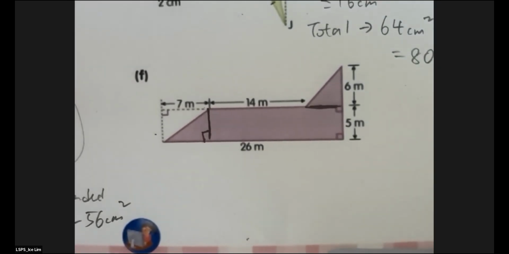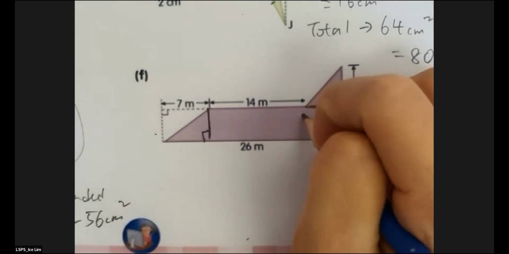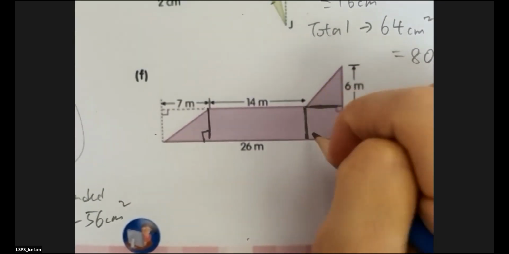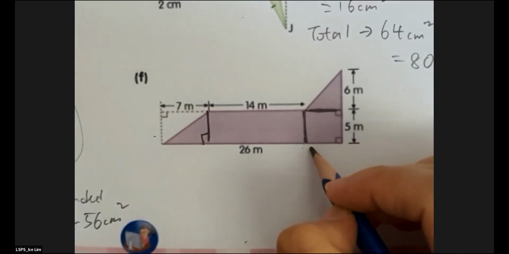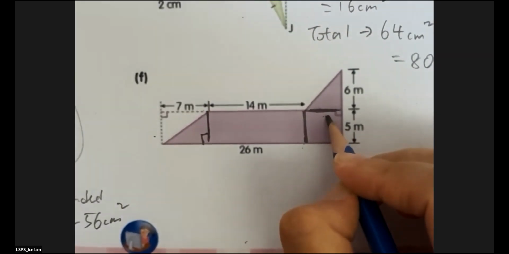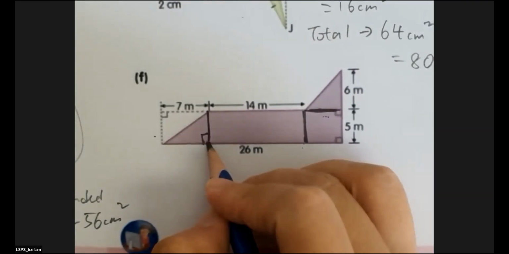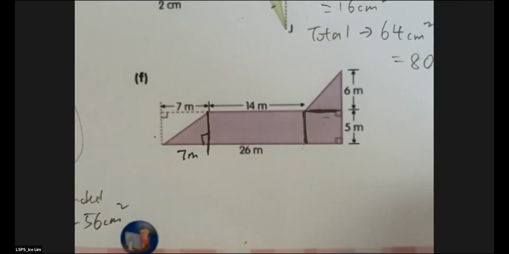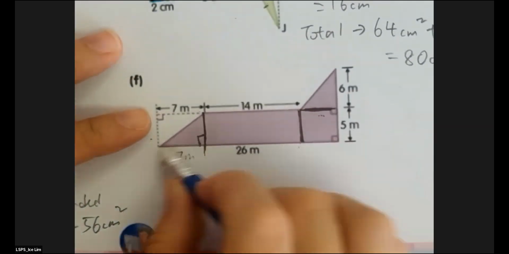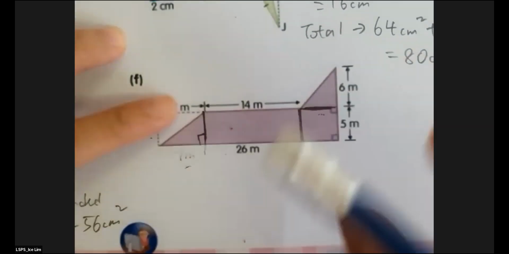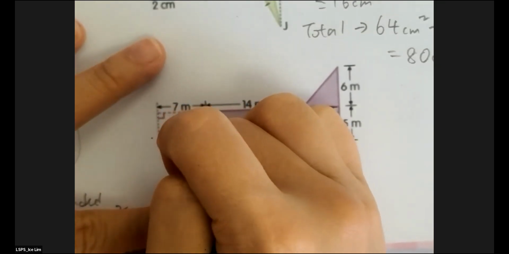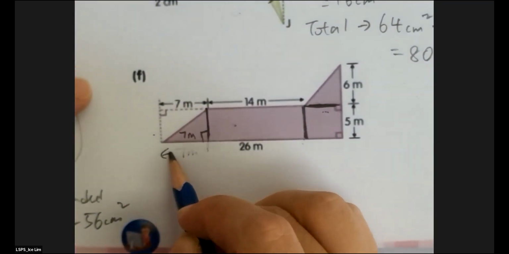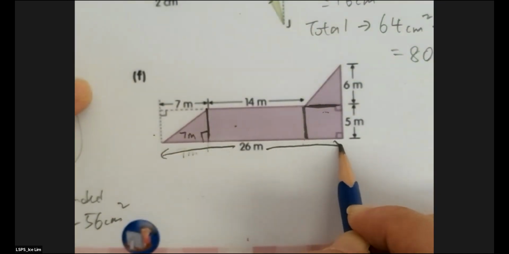What's the measurement here for this triangle? Here, can you see this is 7? Right. But sorry, the 7 is part of the 26. I write 7 inside, okay? 26 is the whole thing. The whole thing is 26.